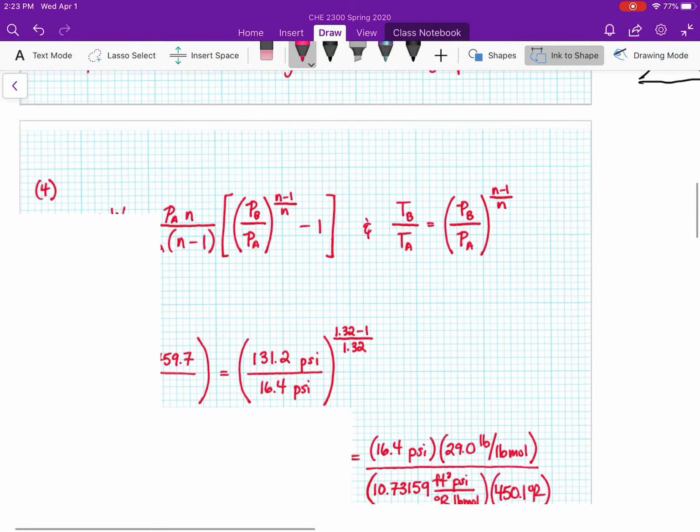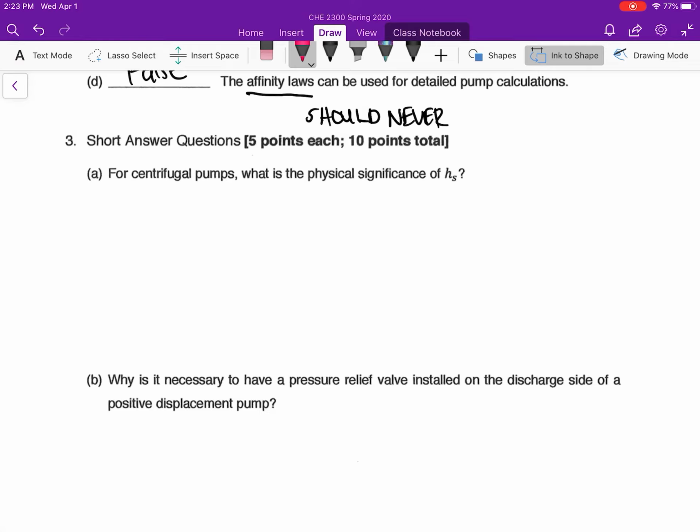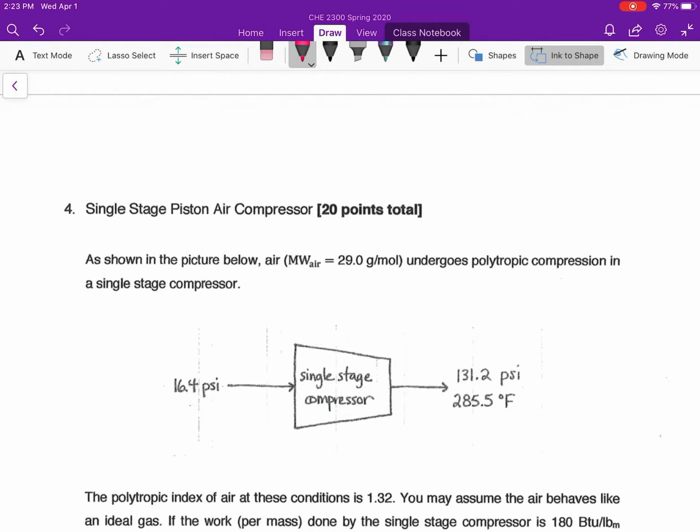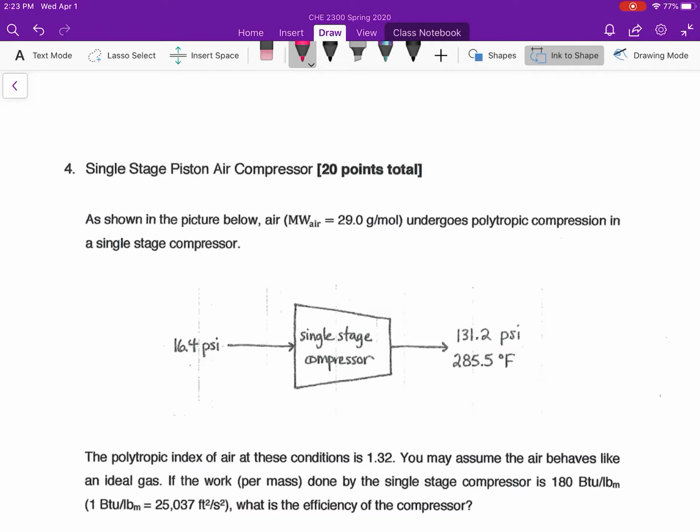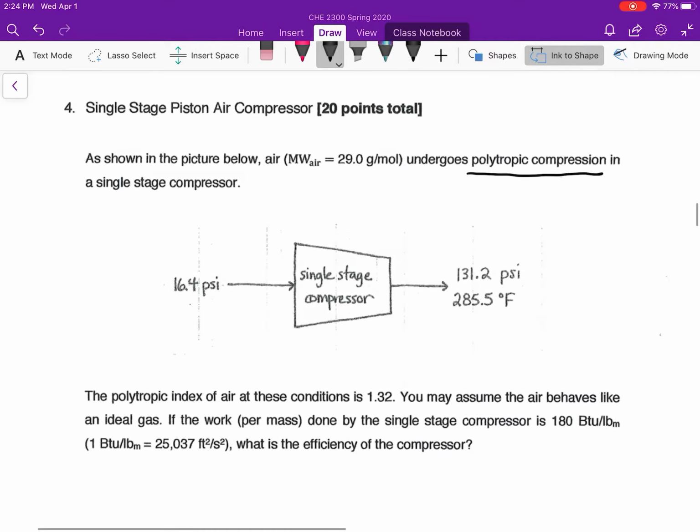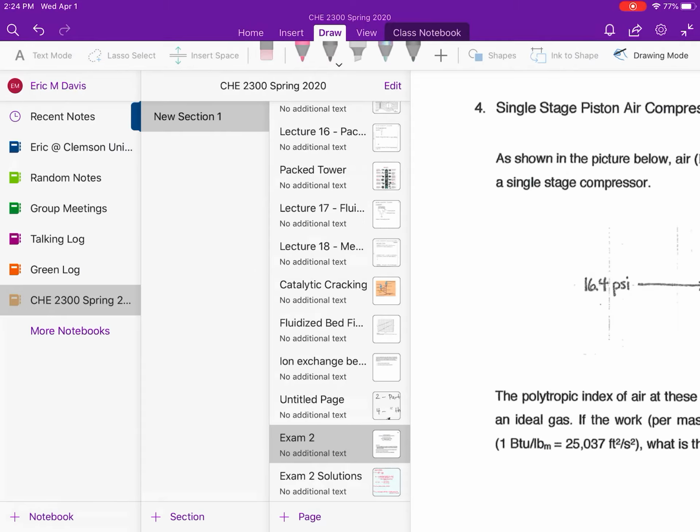Hopefully that makes a little bit of sense. My next question, 3. I have a single-stage compressor. Air comes in at 16.4, leaves at 131.2, and a temperature of 285.5. I am told this undergoes polytropic compression, and I have a polytropic index of 1.32, so n here equals 1.32. If the work done per mass is 180 BTUs per pound mass, what is the efficiency of the compressor?